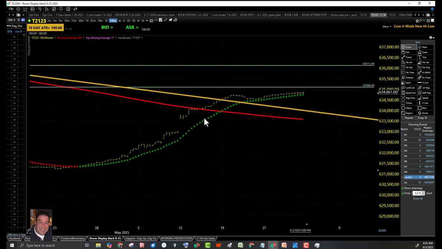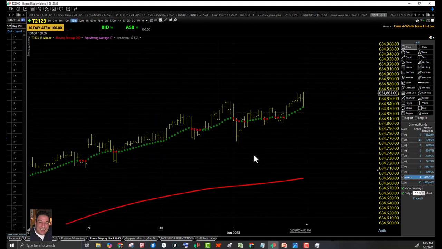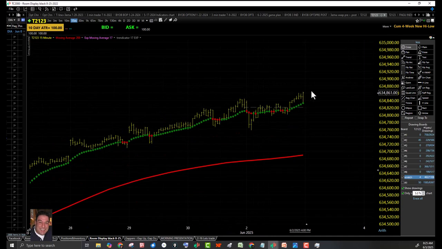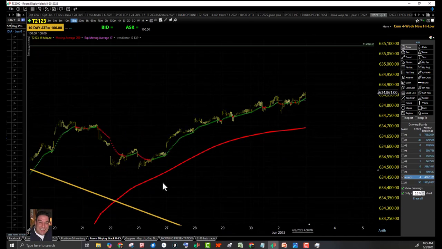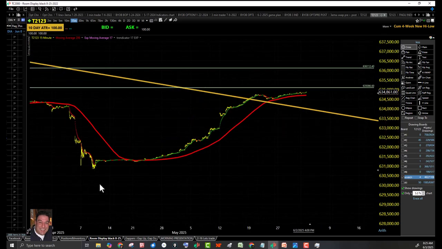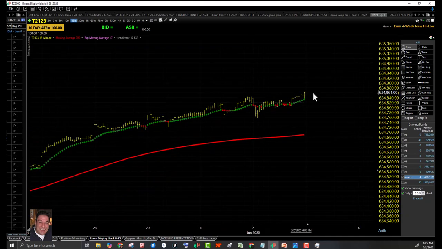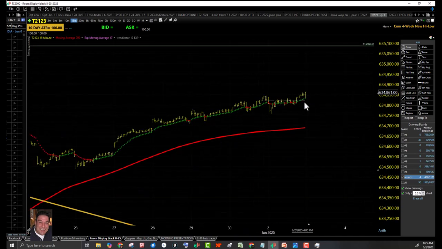T2123, we're looking at, we want the 15-minute. Okay, you can see price action just moving over to the right. Again, this is the rally high. Started from way back here. Okay, and each day, I want you to know, we've been making higher highs on this rally. So there's the high right here.